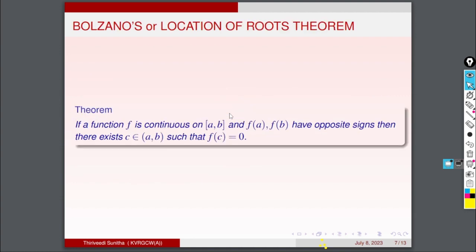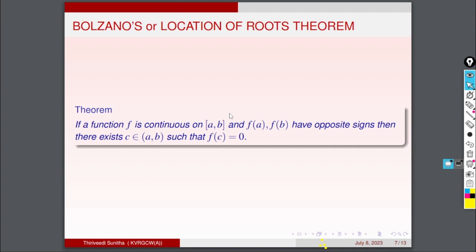Okay, coming to the next theorem. The statement is, if a function f is continuous on [a, b], and f(a), f(b) have opposite signs, then there exists c belongs to (a, b) such that f(c) is equal to 0.